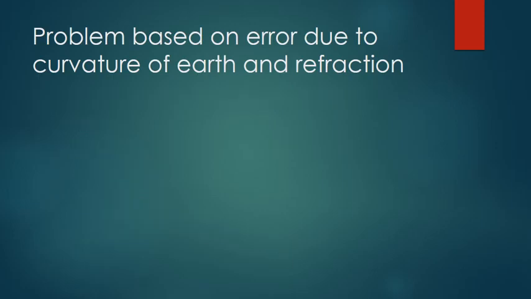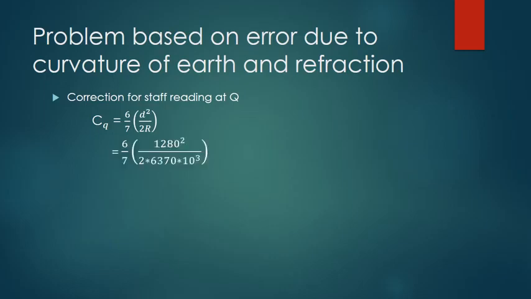Now let us see the correction of staff reading at Q. It is given by CQ equals 6 by 7 d square by twice r. Substitute the values of d and r here. Now the d value is 1280, that is the distance between the instrument and your station Q. R is the radius of the earth. We get a value of 0.110 meters, which is the correction.